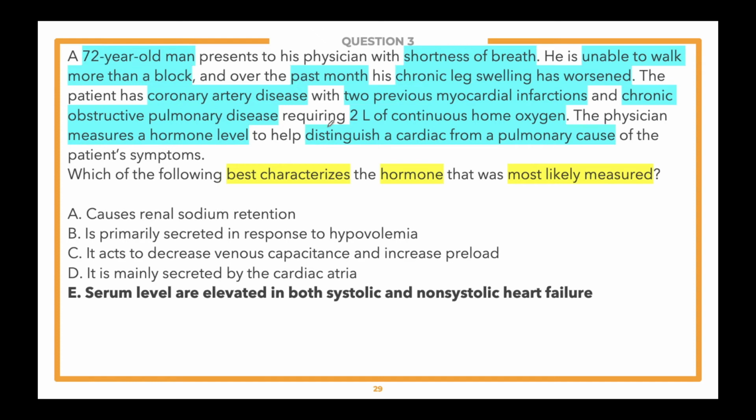Answer choice B, something secreted in response to hypovolemia. That would be more like vasopressin or aldosterone or renin, kind of the opposite of what's going on here. And then lastly, causes renal sodium retention. Again, that would be something like aldosterone or renin, the opposite of what's going on here. So this was a question I think a lot of you maybe knew what the hormone was, but it was that third step of knowing what it was secreted from that was a little bit tricky. So another good, tough question here for you.